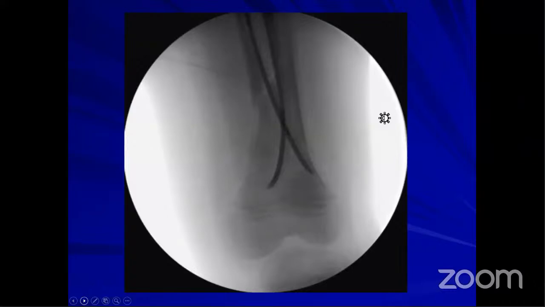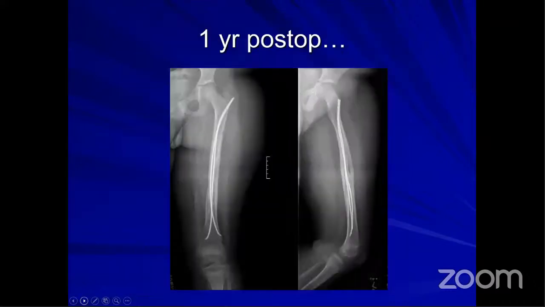This is where a stainless steel nail would create more comminution than a titanium nail, because titanium is more elastic. So you need less force to put a titanium nail compared to a stainless steel nail.